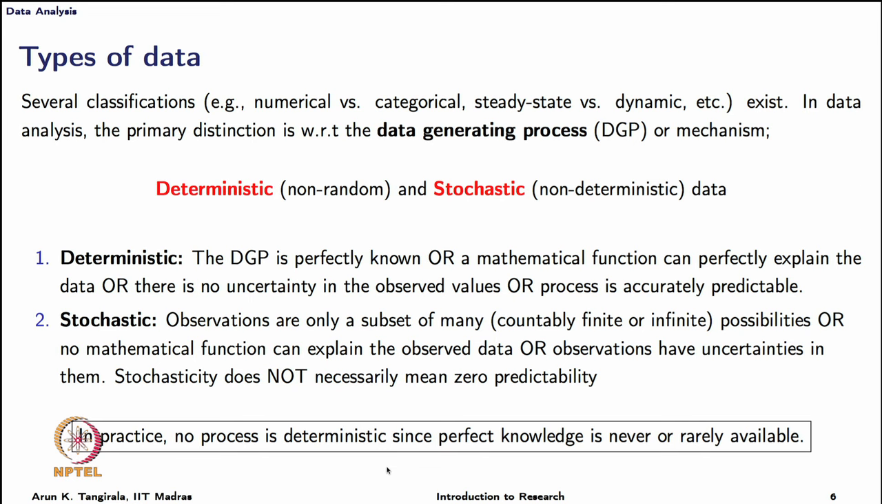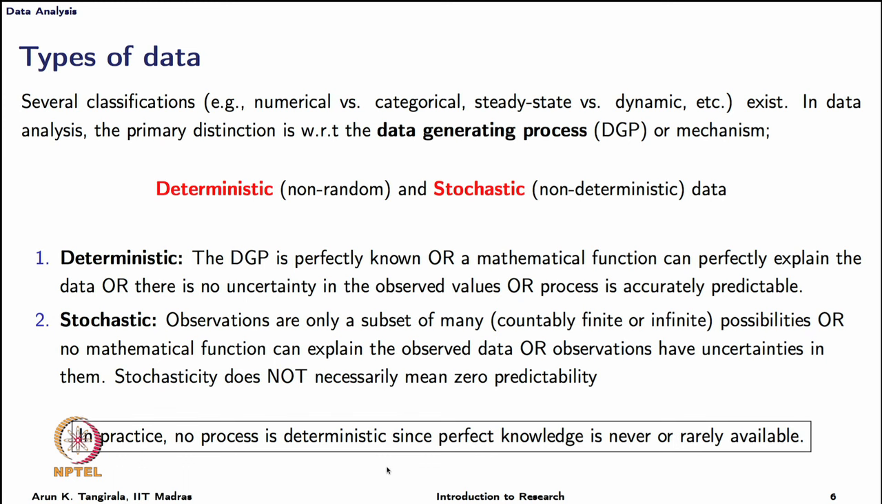The DGP, as we shall use as an abbreviation that you will find even in literature, is said to be deterministic if you can find a mathematical function that can accurately explain the data. That is, it can predict the data, it can fit perfectly. Every data point lies on the curve of this mathematical function. That is one way of looking at it. Or you can say that you have exactly understood the data generating process. There is nothing that you cannot explain, or there is no uncertainty in the observed values.